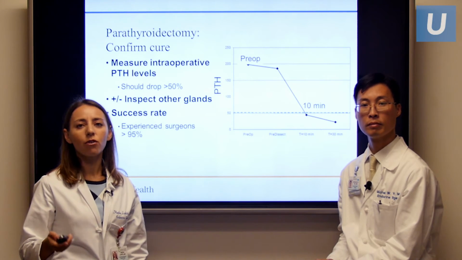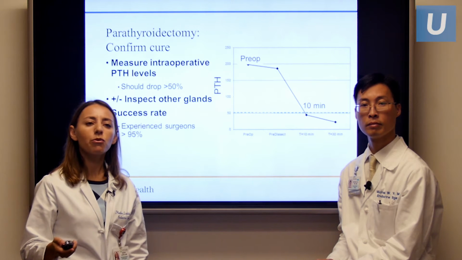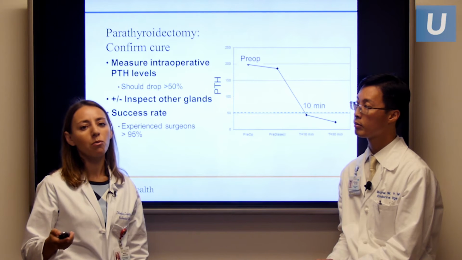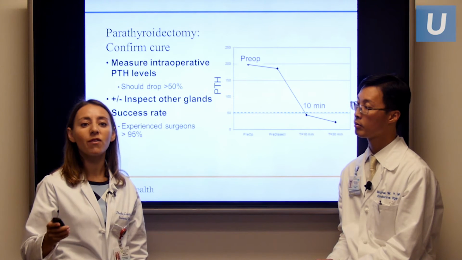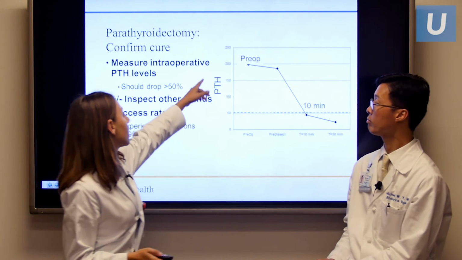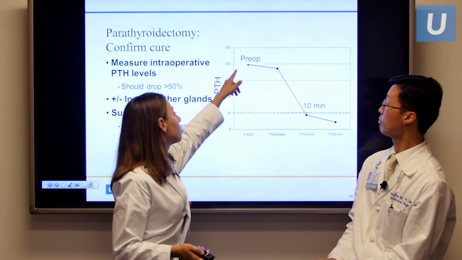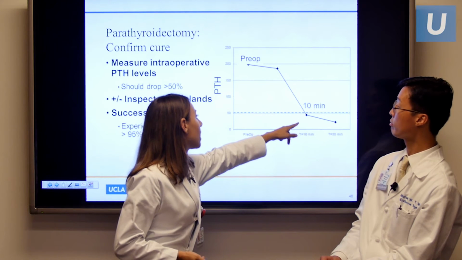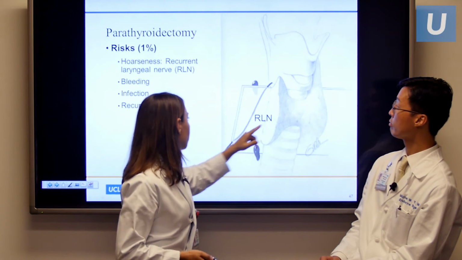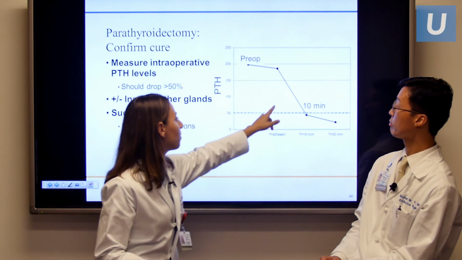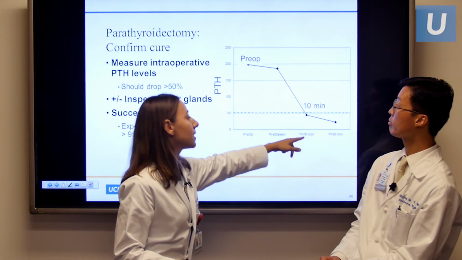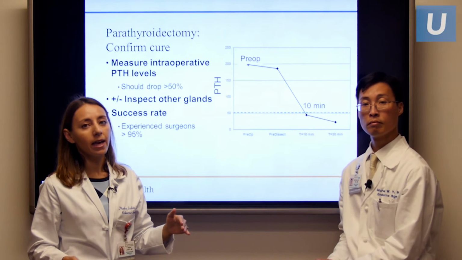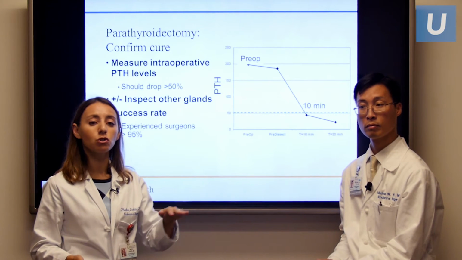This is how we can confirm that we've cured you. After we remove the abnormal parathyroid glands, we will measure the parathyroid hormone level during surgery, and it will drop very rapidly. You can see here, this was a patient who had a preoperative value close to 200. Here we removed the parathyroid gland, and the level dropped to below 50. And this is the normal cutoff in our lab. And then we check it again at 30 minutes after surgery.